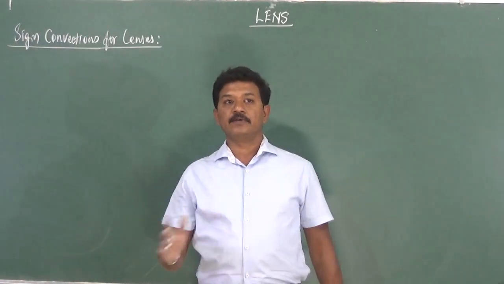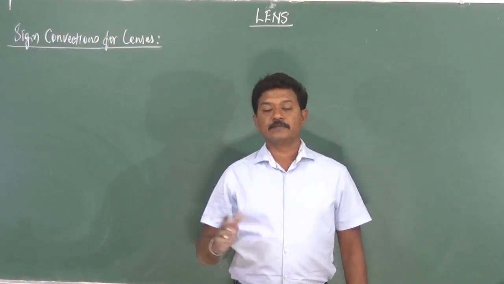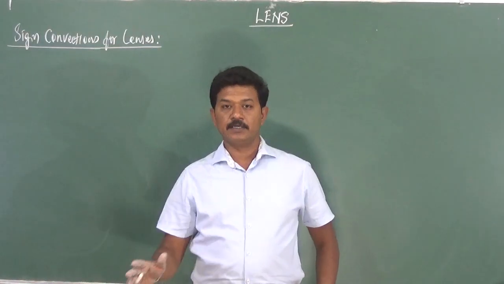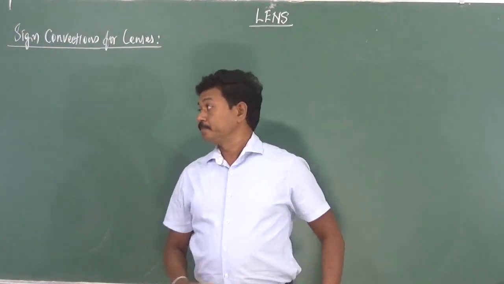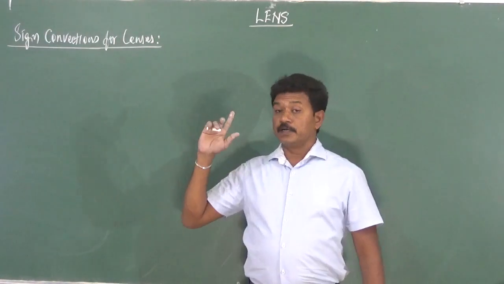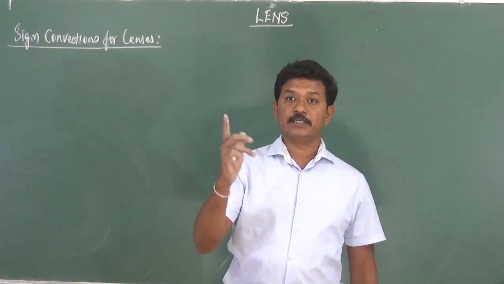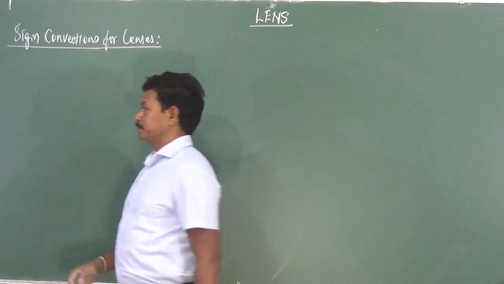We have seen sign conventions in mirrors also. Now sign conventions in lenses we are going to come across, which is very important. This is required for solving numericals on lenses. Sign conventions for lenses are also called the Cartesian sign conventions for lenses. Very important. Let us go with this.